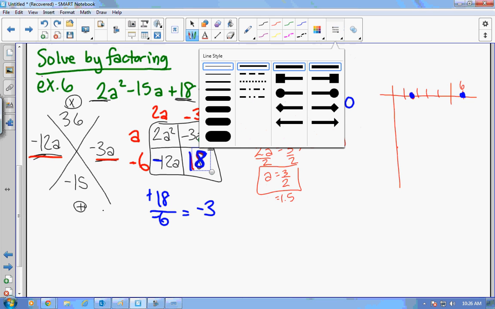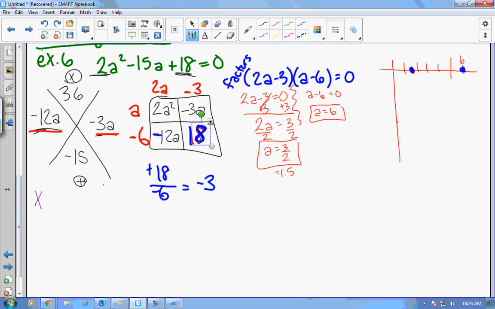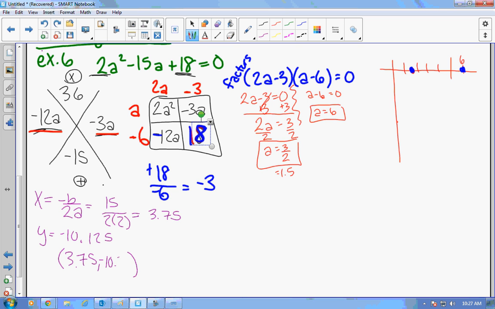Negative b over 2a, because we're almost out of time now, so I'm going to just have to tell you what it is. Negative b becomes a positive 15 over 2 times 2, which is 3.75. When you plug in 3.75, you get negative 10.125. Sometimes the vertex isn't pretty, and that's okay. There's going to be a couple on your homework where the vertex isn't pretty.